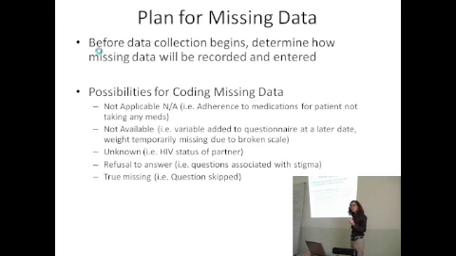Another example is that sometimes machinery breaks. So if a clinic is without a working scale for a week, you may want to have a special category saying that the data were not available, as opposed to just leaving a blank for the weight.